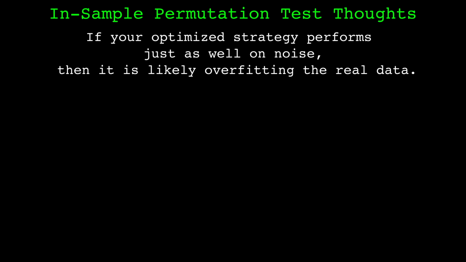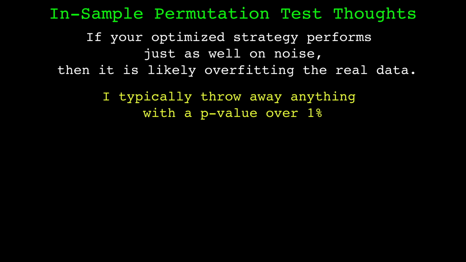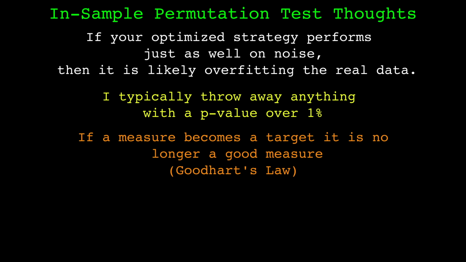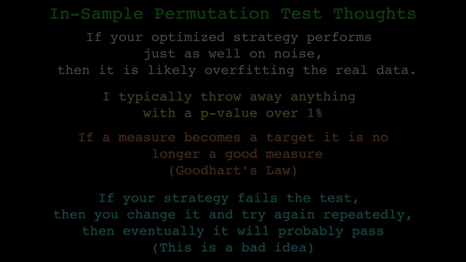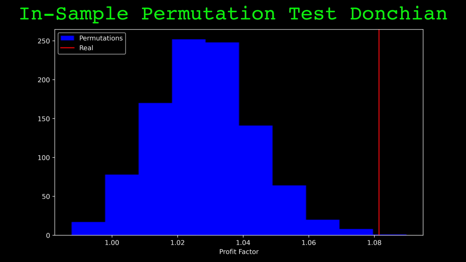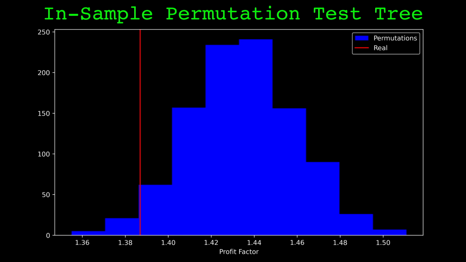This test provides a quasi-p-value that roughly indicates the probability that your in-sample results were primarily found from data mining bias. I generally don't continue if it is over 1%, but don't treat that like a target. This is a measure. If a measure becomes a target, it is no longer a good measure. Basically, if you fiddle with your strategy enough, you could probably make this test pass on anything, so don't overuse it. We've now seen the in-sample permutation test pass the Donchian channel breakout and reject the decision tree nonsense.